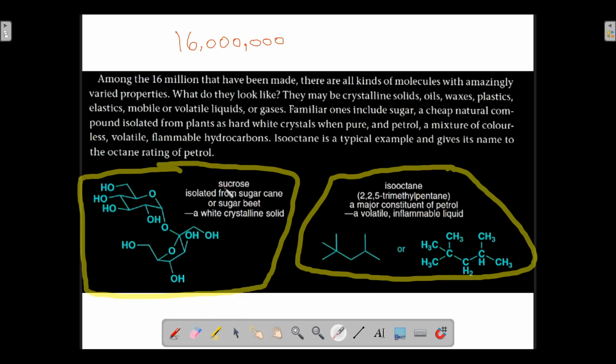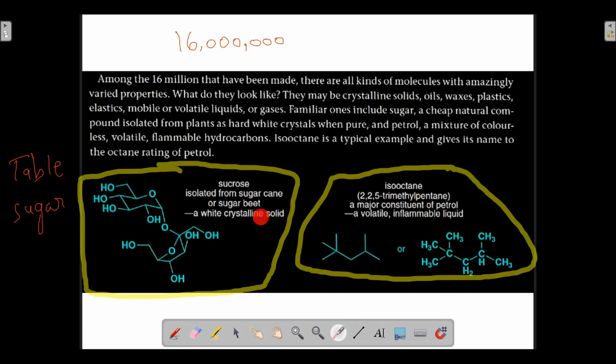This is the structure of sucrose, which is table sugar. Sucrose means table sugar, the sugar which you use at home. It is isolated from sugarcane or sugar beet, and it is a white crystalline solid, and its structure is like this.